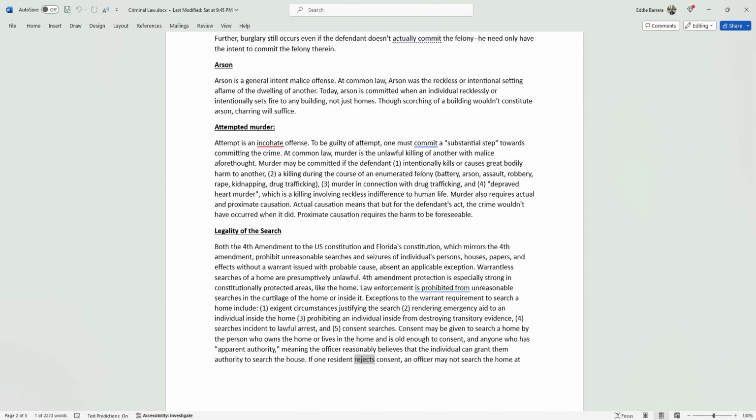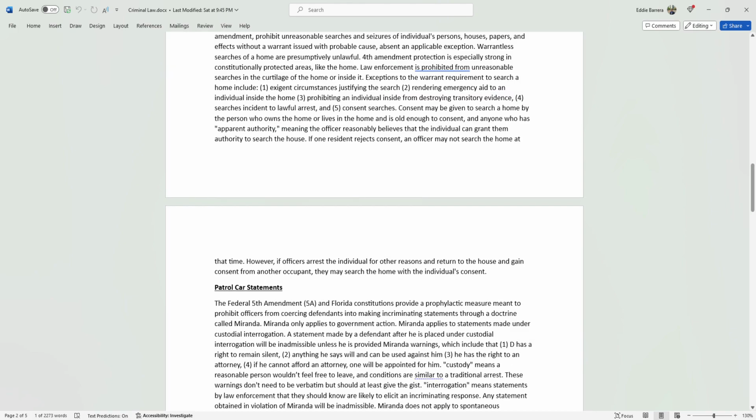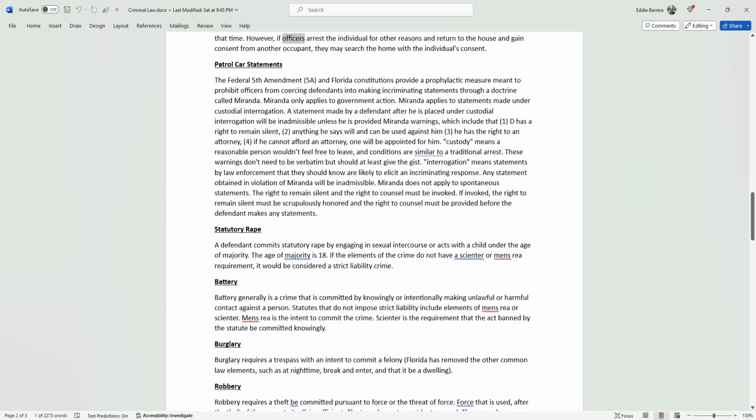If one resident rejects consent, an officer may not search the home at that time. However, if officers arrest the individual for other reasons and return to the house and gain consent from another occupant, they may search the home with that occupant's consent.